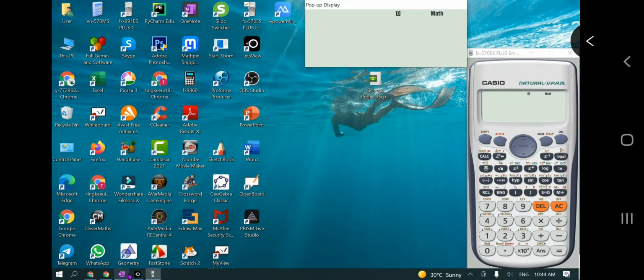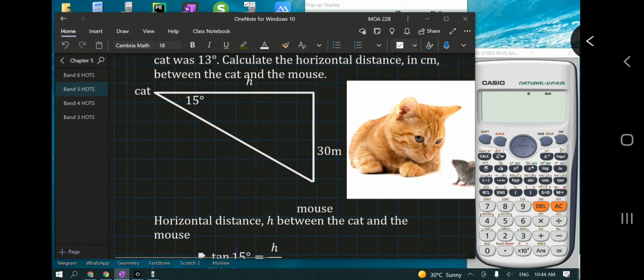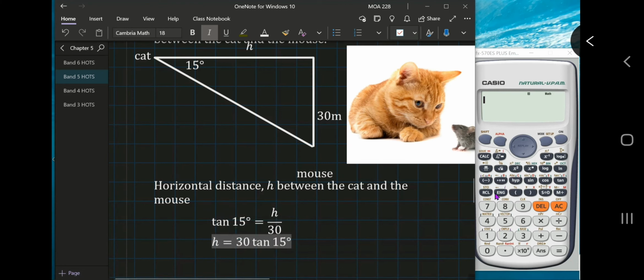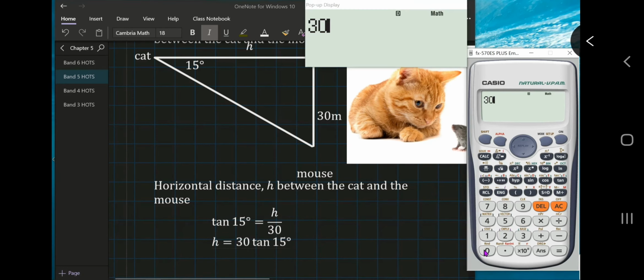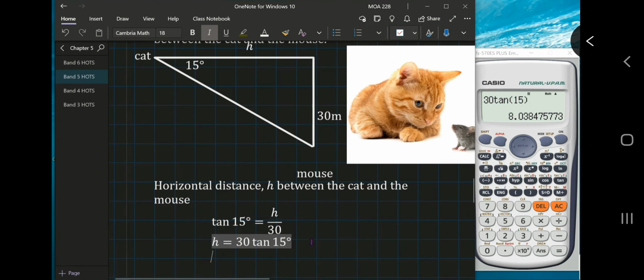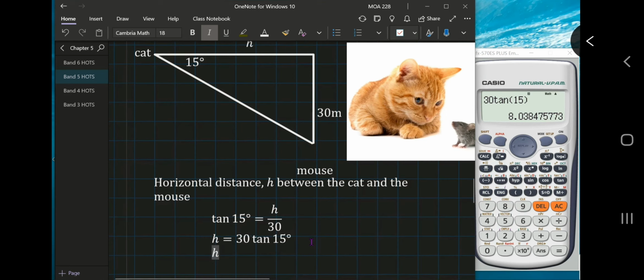So on the calculator now, we enter 30 tangent 15 degrees. Is it in degrees or not? Yes, degrees. So you need to check the mode. Okay, what is the answer? The answer is 8 point something. Okay, so the distance is 8.04 cm.